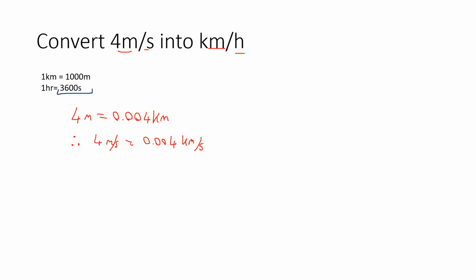So 0.004 kilometers per second is the same as 0.004 times 3,600. And when we do that, we get an answer of 14.4 kilometers per hour.